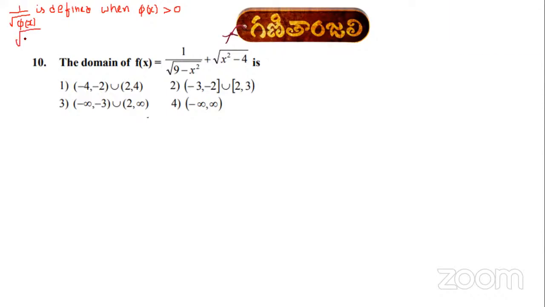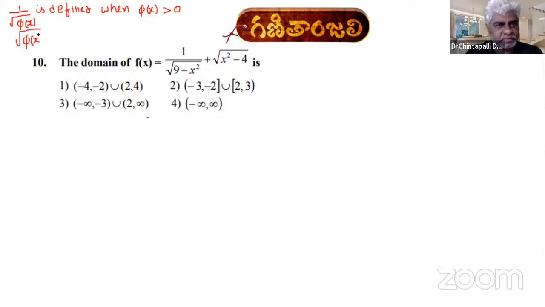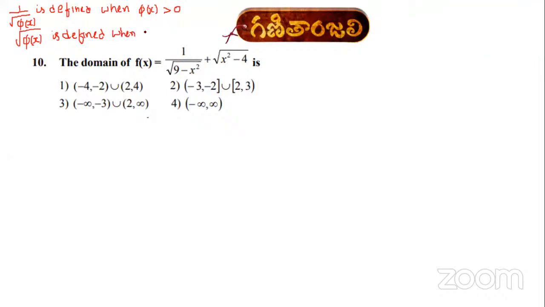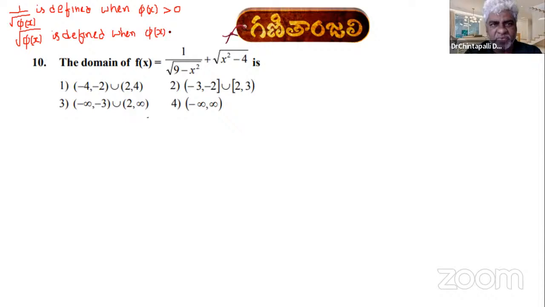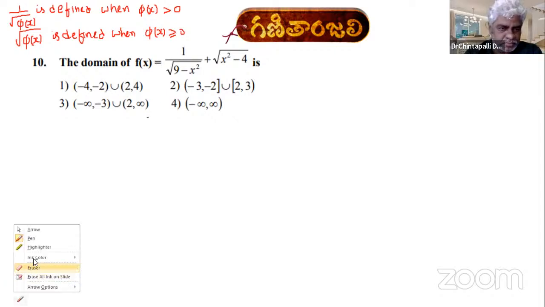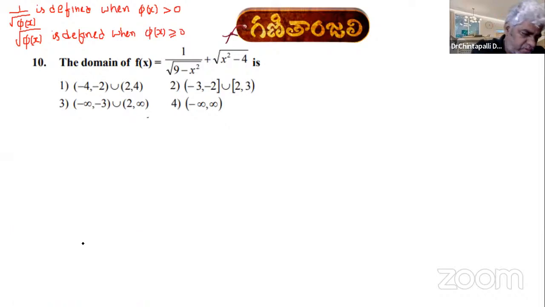Next, this point: the square root of phi of x is defined when phi of x is greater than or equal to 0. Yes, you are right. Now let us take the first part. What about the first part? The first part is 1 by the square root of 9 minus x square.